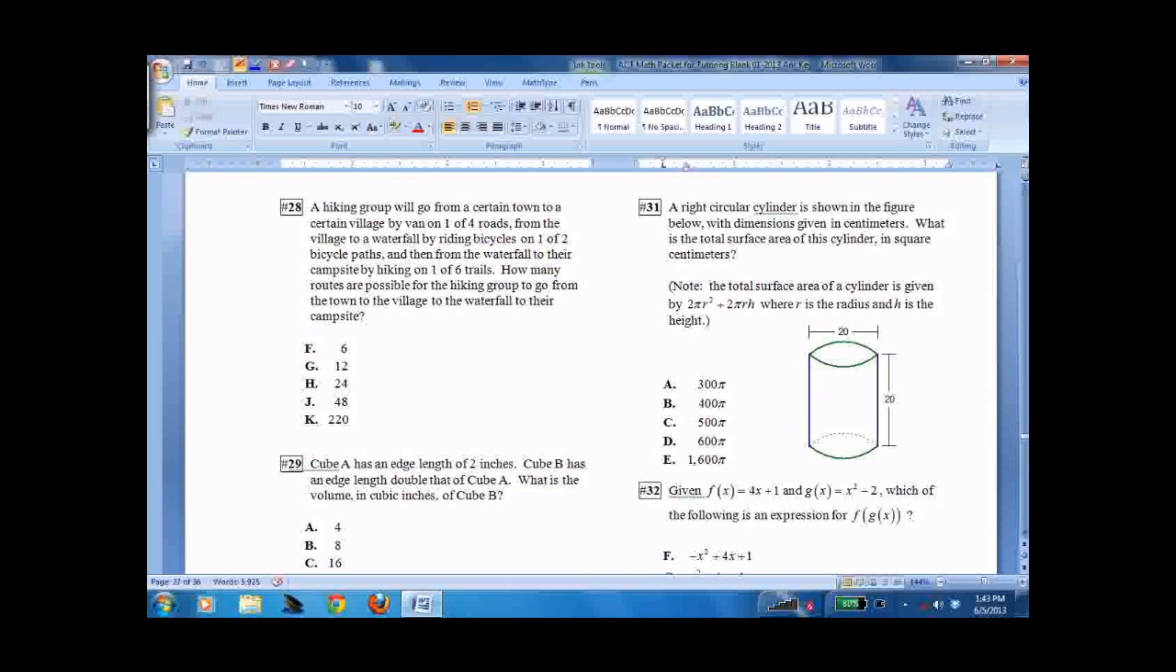Hiking group will go from a certain town to a certain village by van on one of 4 roads, by bicycles on one of 2 paths, and to a waterfall by one of 6 trails. How many routes are possible? So they start here, they go here, they go here, and they've got 4 ways here, 2 ways here, 6 ways here. Multiply them up. If you haven't seen this problem before, get used to it. They like using it once, probably 2 out of every 3 tests. Not every test, but almost every test. You just multiply them out. 4 times 2 is 8, times 6 is 48.